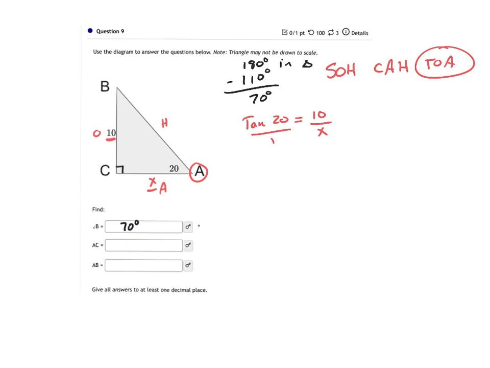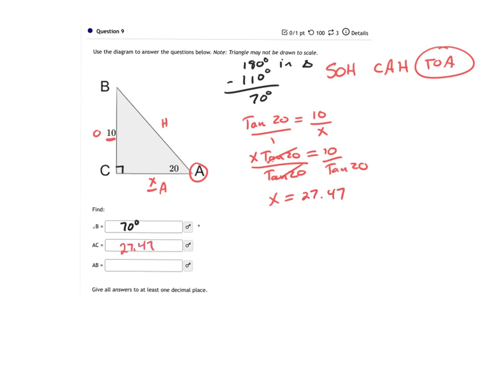I'm going to put that over 1, and when I cross multiply, I'm going to get X times the tangent of 20 is equal to 10. Then I divide by the tangent of 20. And I'm going to end up with X equals 27.47 when that is rounded. So that's going to be AC.